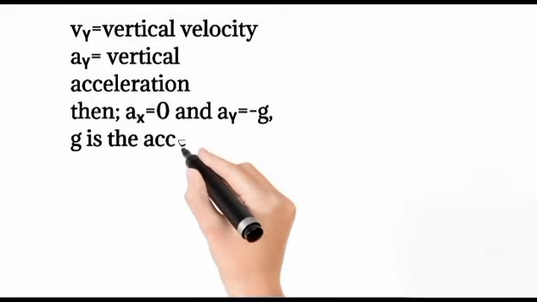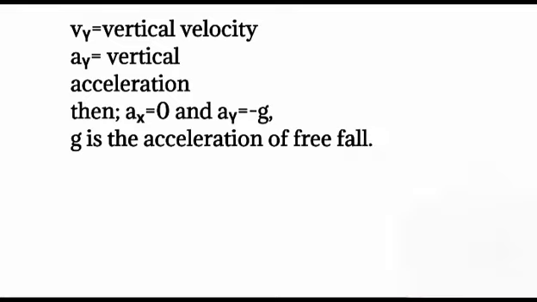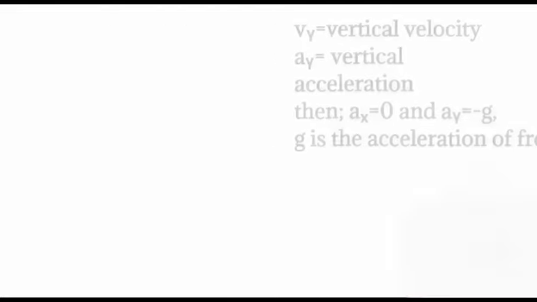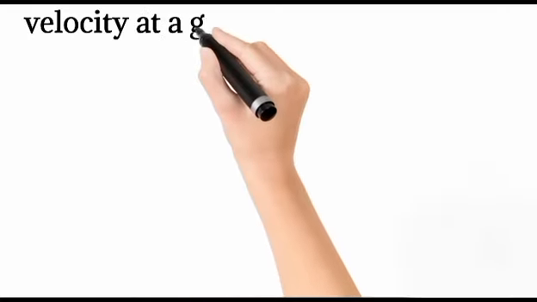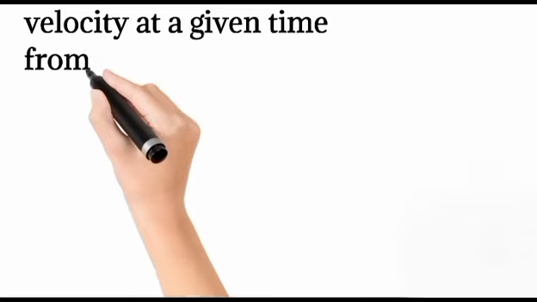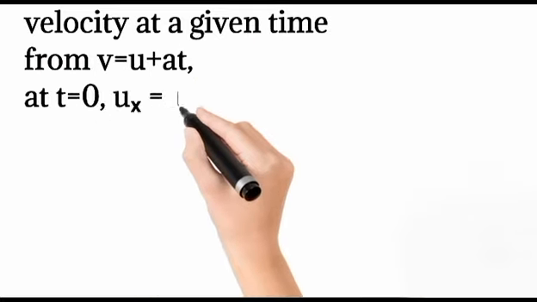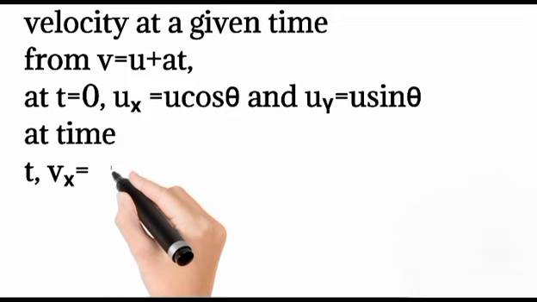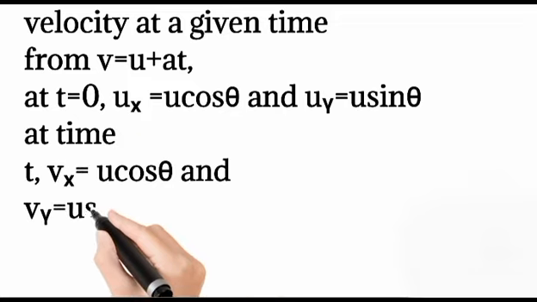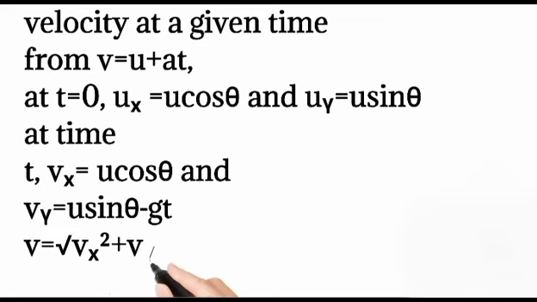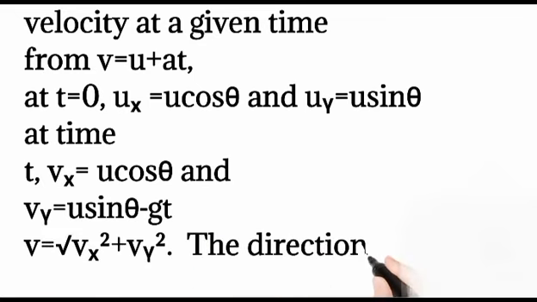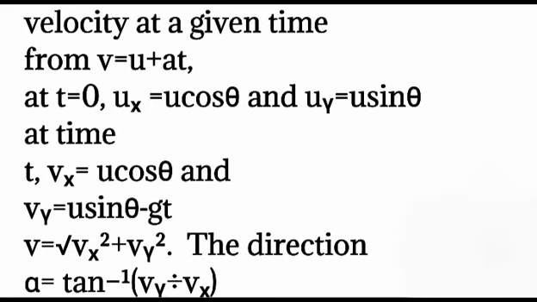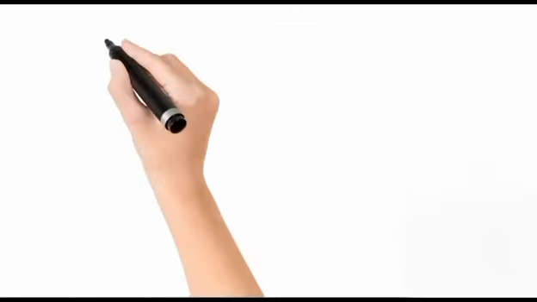Then Ax is always equal to 0 because Vx doesn't change and dVx/dt equals 0. Ay equals the negative of the acceleration due to gravity. The velocity at a given time can be calculated from v equals u plus at. At t equals 0, ux equals u cos theta and uy equals u sin theta. At time t, Vx equals u cos theta and Vy equals u sin theta minus gt. And v can be calculated as the square root of Vx squared plus Vy squared.